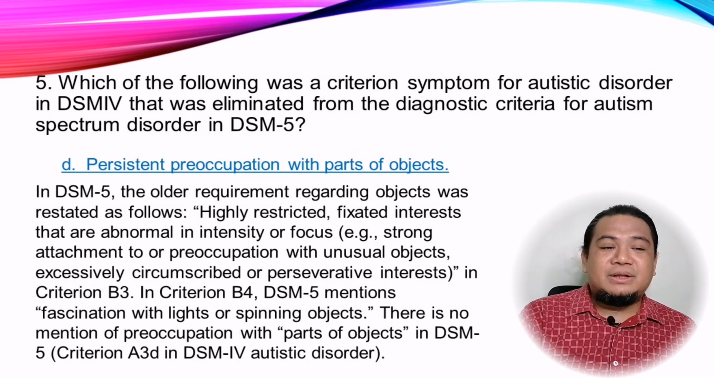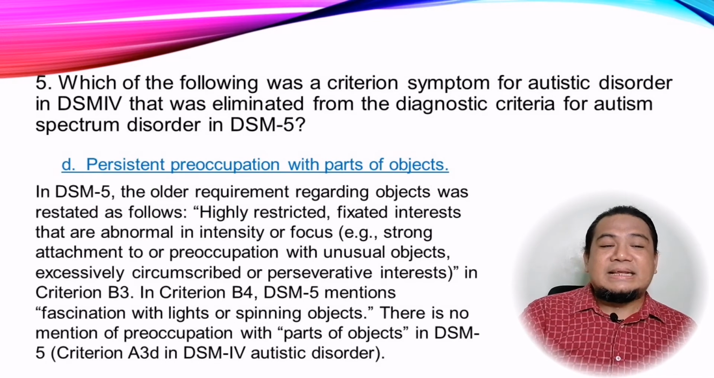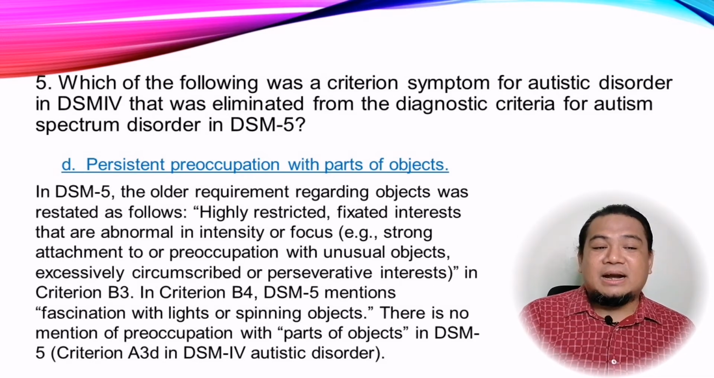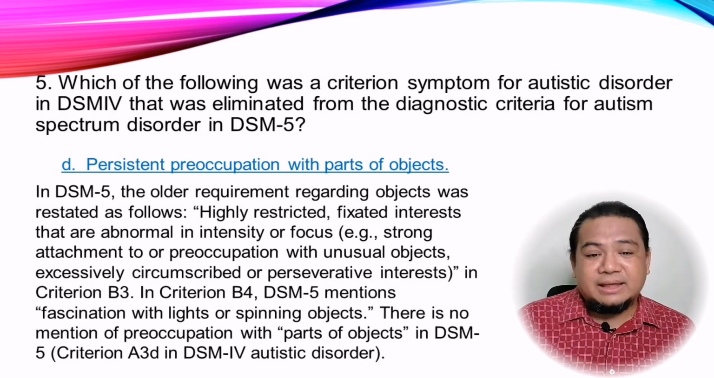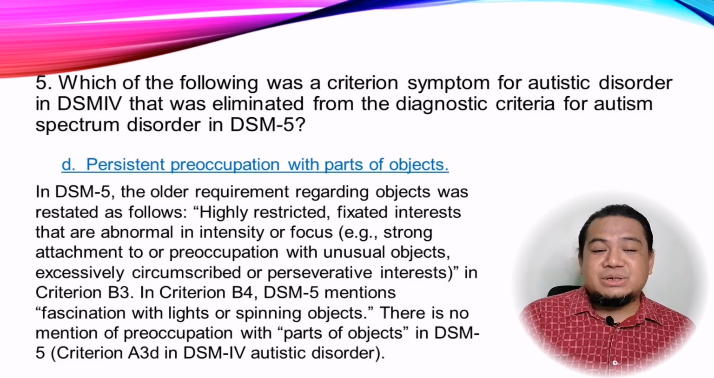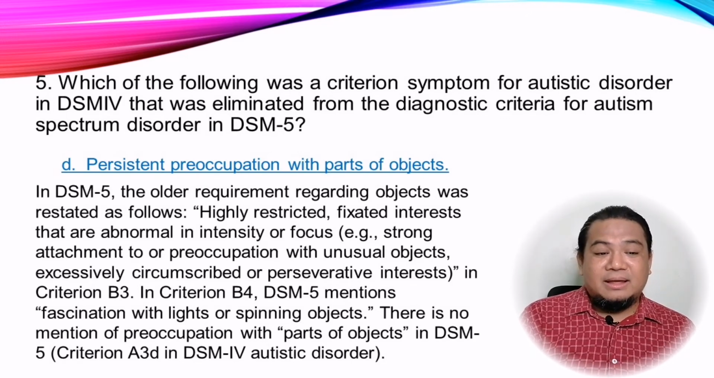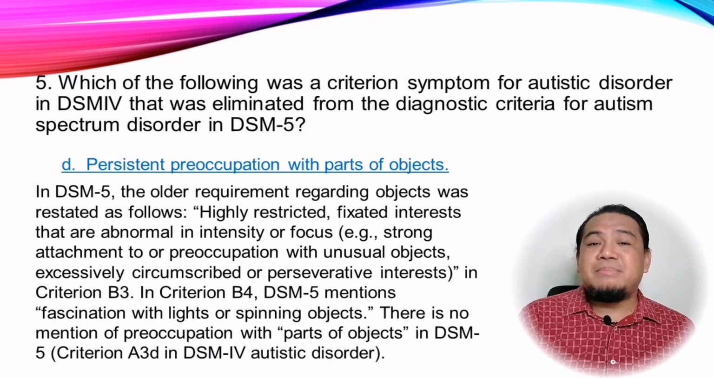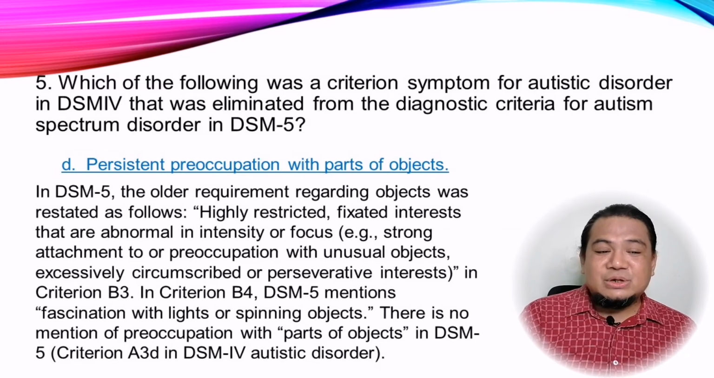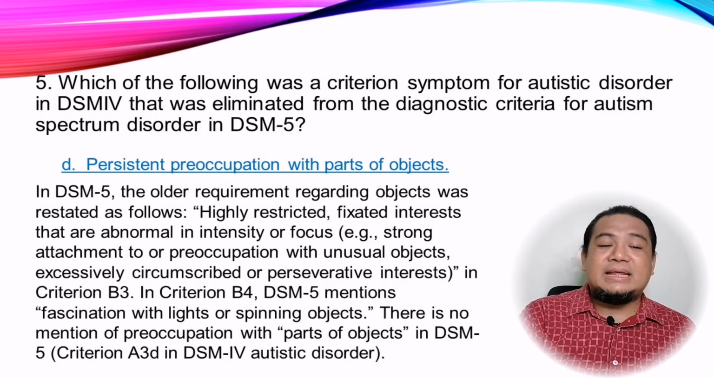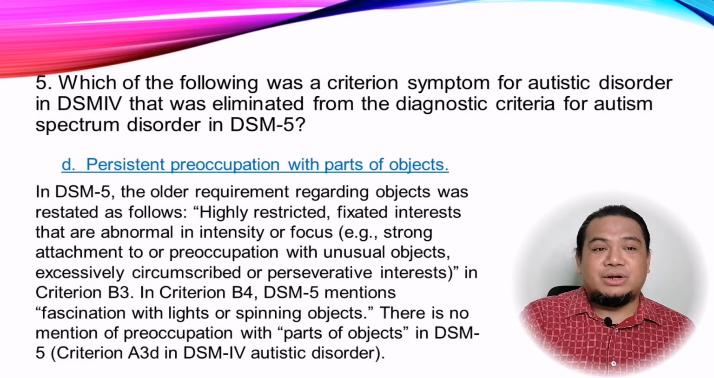In DSM-5, the older requirement regarding objects was restated as follows: highly restricted, fixated interests that are abnormal in intensity or focus, like strong attachment to or preoccupation with unusual objects, excessively circumscribed or perseverative interest. In criterion B4, DSM-5 mentions fascination with lights or spinning objects. There is no mention of preoccupation with parts of objects in DSM-5, as there was in criterion A3D in DSM-4 autistic disorder.